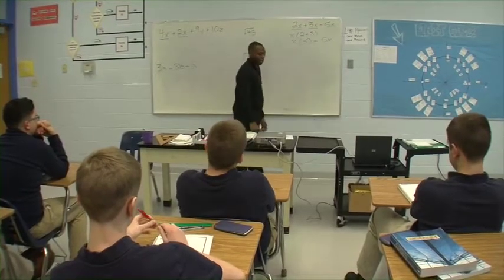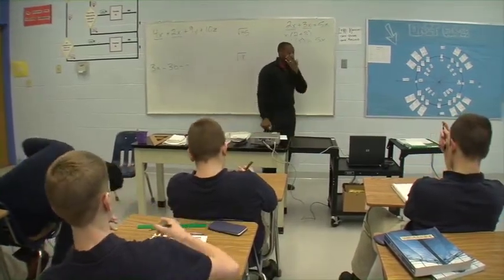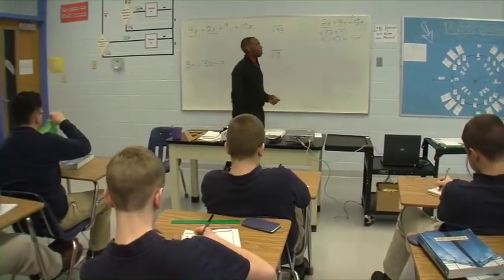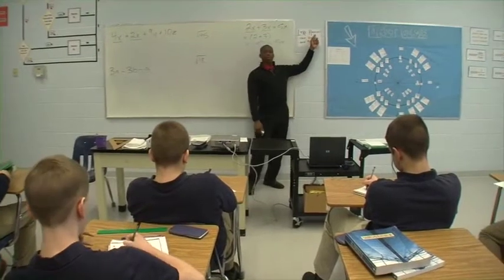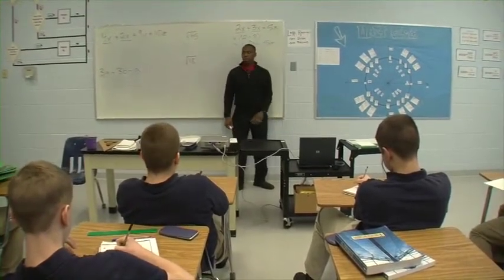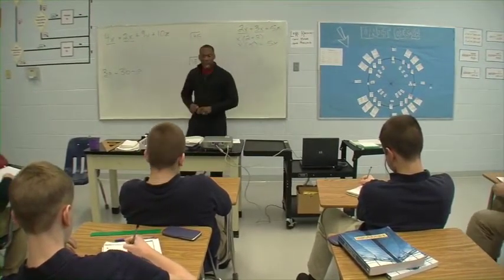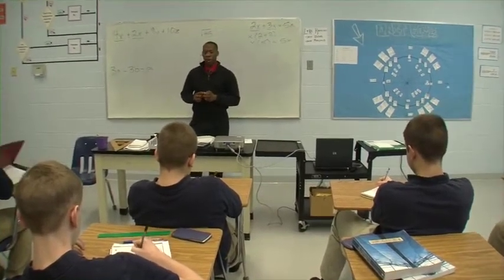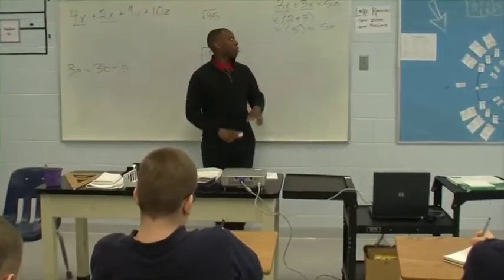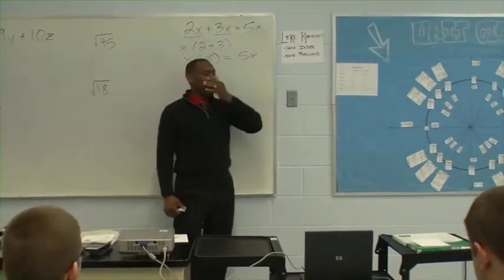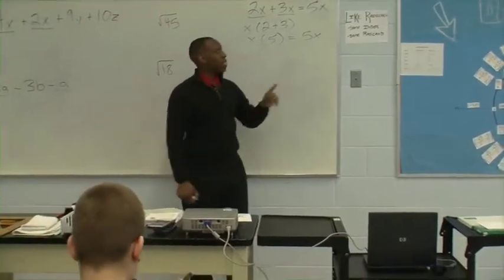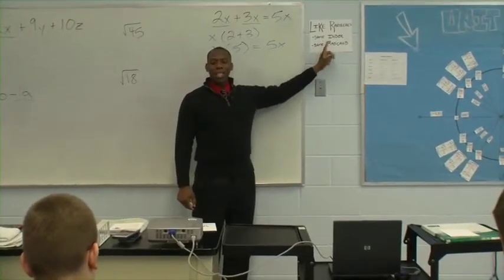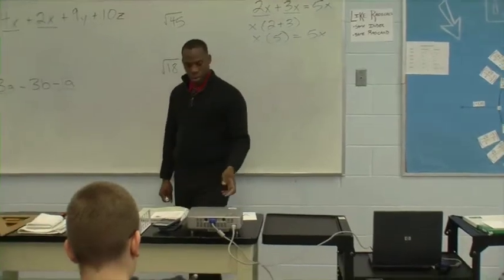I want to give you a definition. Write this down, please, in your notes. In order to add radical expressions, you have to have like radicals. Like radicals. Okay? Add what? In order to add radical expressions, you have to have like radicals. And like radicals means that both terms have the same index and the same radicand.